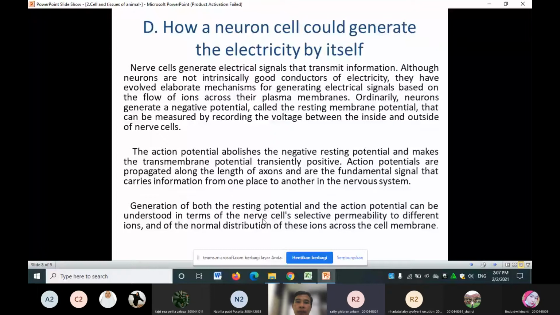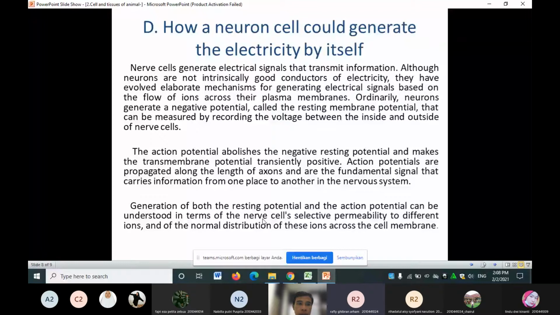Nerve cells generate electrical signals that transmit information. Although neurons are not intrinsically good conductors of electricity, they have evolved elaborate mechanisms for generating electrical signals based on the flow of ions across their plasma membrane. Ordinary neurons generate a negative potential called the resting membrane potential that can be measured by recording the voltage between the inside and outside of the nerve cell.